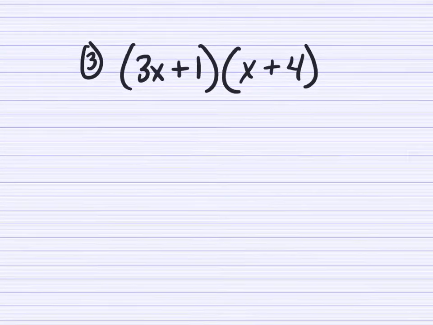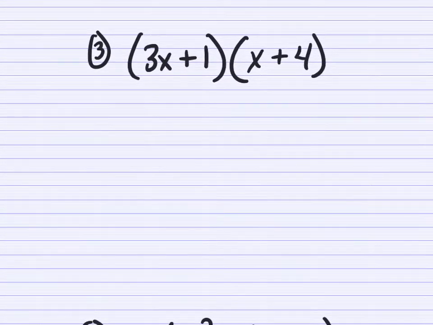So what I'm going to do is I'm going to not use FOIL. I'm just going to stick with what we did on the first two problems, which is the distributive property twice. Now I'm going to have to distribute the 3x to both the x and the 4 over there, and I'm also going to have to distribute the 1 to the x and the 4. It's the distributive property twice, otherwise known as FOIL.